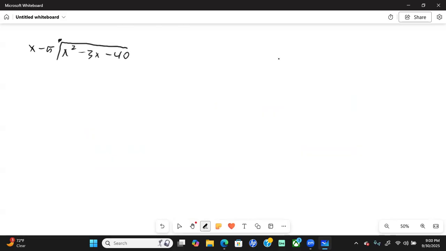So pretend like the 5 isn't here for a minute. If I just have x times what number gives me x squared? Well, we know based on the definition of exponents, x times x equals x squared. So I start by multiplying by x. Now, remember, I have to take this number and multiply it by everything here, not just by x and not just by -5.